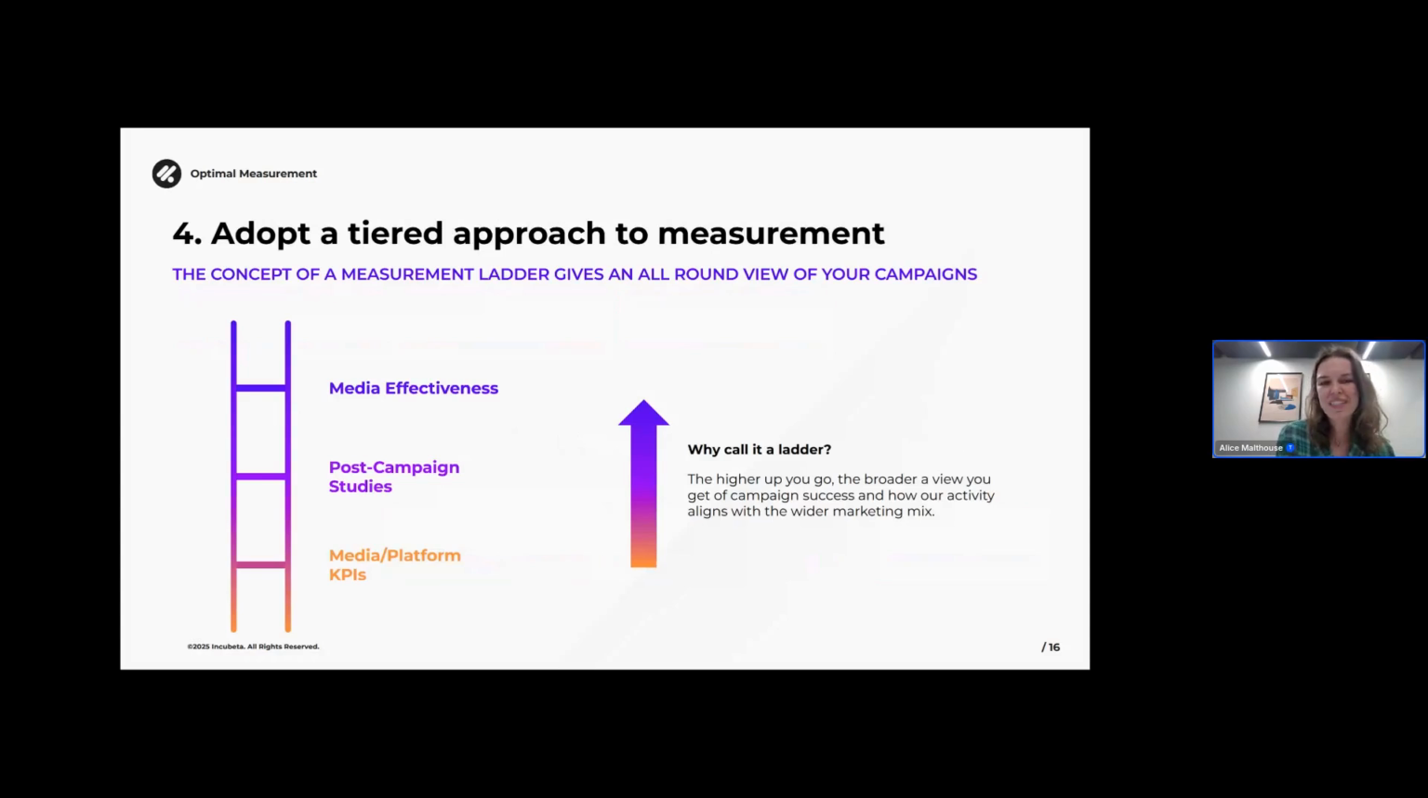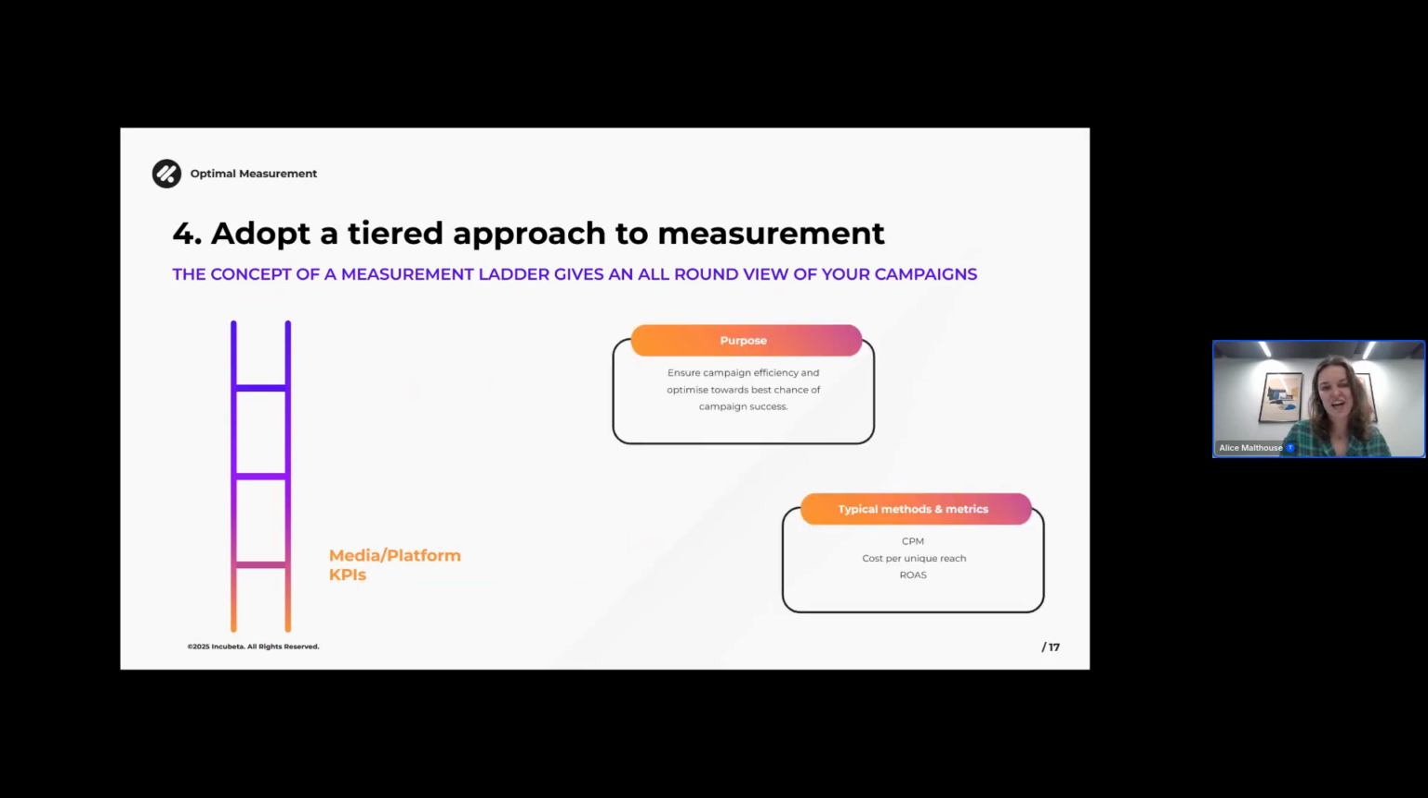So the fourth principle we're going to talk about is adopting a tiered approach to measurement. This is what we have called our measurement ladder, and this tells you how you should measure each of your campaigns that are going live. It starts off all the way at the bottom with media or platform KPIs, and then works its way up into media effectiveness. We call this a ladder because the higher up you go, you get a broader picture of how your marketing activity is running, and how your activity is doing within the wider marketing mix. So we're going to go through each of these in turn.